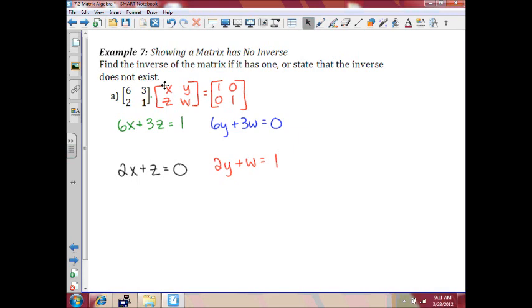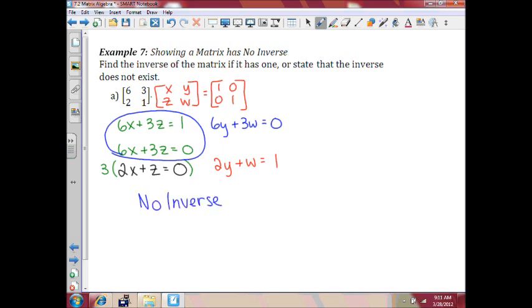So we can do this a couple different ways. Well, if I multiply my bottom equation here by 3, that will give me 6x plus 3z equals 0. Here's our issue. 6x plus 3z cannot equal 1 and 0 at the same time, so there is no inverse. There you have it. You showed that there is no inverse.